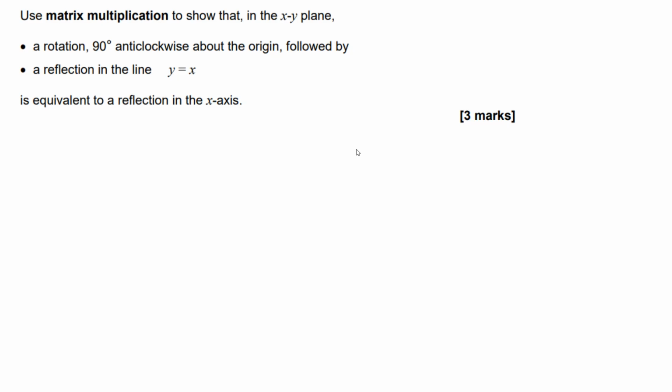Now, this is a question I found from one of the past papers, and it's saying, use matrix multiplication to show that in the xy plane, a rotation 90 degrees anti-clockwise about the origin, followed by a reflection in the line y equals x, is equivalent to a single reflection in the x-axis. Now, if you haven't learned what I've shown you, then you're just going to have to memorize what these are. But we can work them out. Just use the identity matrix.